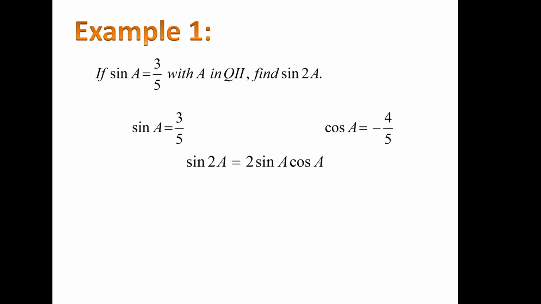After that, we plug that into the double angle formula for sine of 2A: 2 sine A cosine A. So we have 2 times 3/5 times negative 4/5, which is negative 24/25.